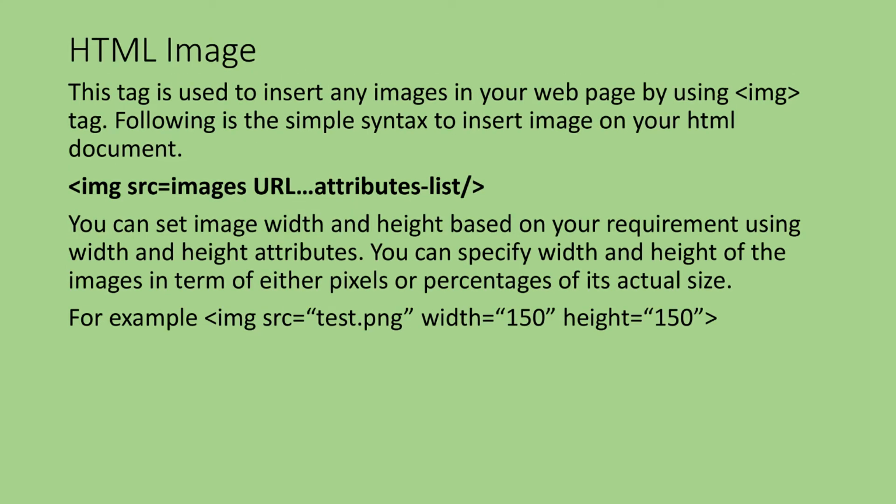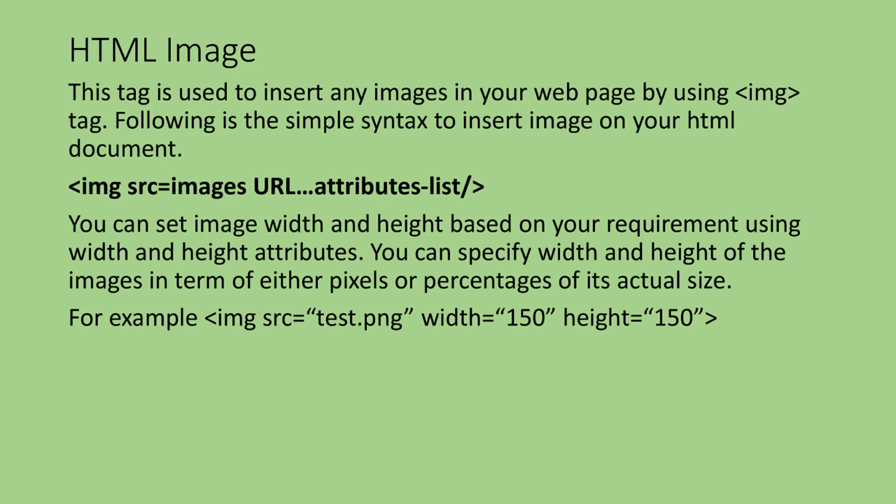Next topic is the HTML image. This tag is used to insert any image in your web page by using the image tag. Following is a simple syntax to insert an image in your HTML document: image source equal to image URL, then an attributes list like border, width, height, etc. The image tag is an empty tag, which means that it can contain only a list of attributes and it has no closing tag.